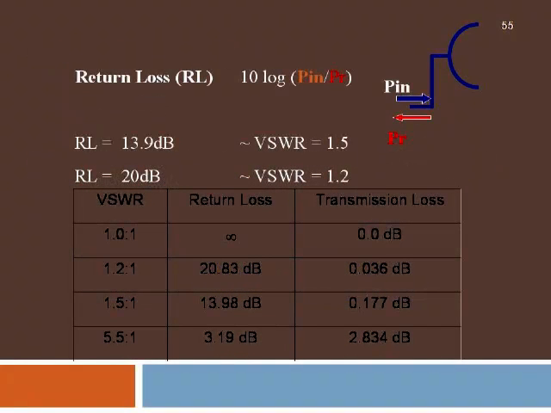The other way of representing the mismatch is by indicating the return loss. The return loss is the ratio of reflected power to incident power, and it is normally expressed in dB. But there is a direct relation between the return loss and the VSWR. The return loss is expressed in dB, whereas the VSWR is simply a number, and for sample return loss values, the VSWR calculated is shown in this slide.